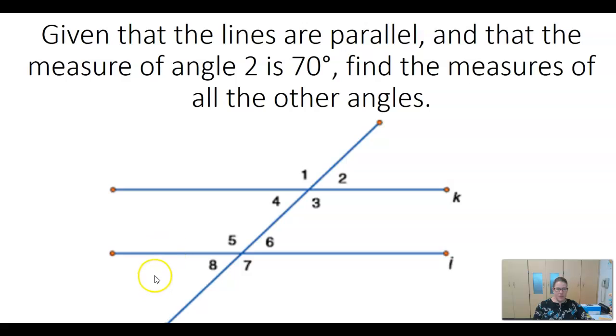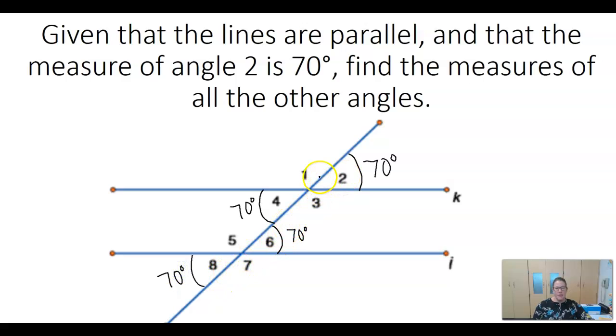All right, so our first example here: given that the lines are parallel, so that's given information, and that the measure of angle 2 is 70 degrees, we want to find the measure of all the other angles. On these diagrams, we really only need to know one of the measures in order to find all the others. So we're given that this one is 70 degrees, but then I know that angle 4 would also be 70 degrees because those are vertical angles, and vertical angles are always congruent. Angle 4 and angle 6 are alternate interior angles, and those are congruent if the lines are parallel. And then 6 and 8 are also vertical angles.